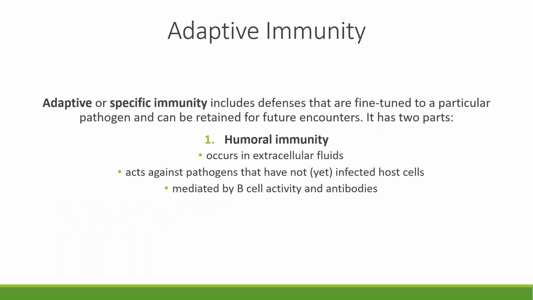Humoral immunity kills pathogens before they enter and infect host cells. It occurs in extracellular fluids, such as the blood and the lymph. Extra means outside of cells, right? And it targets pathogens before they infect host cells. It's mediated by B cells and antibodies, which bind to and neutralize pathogens.